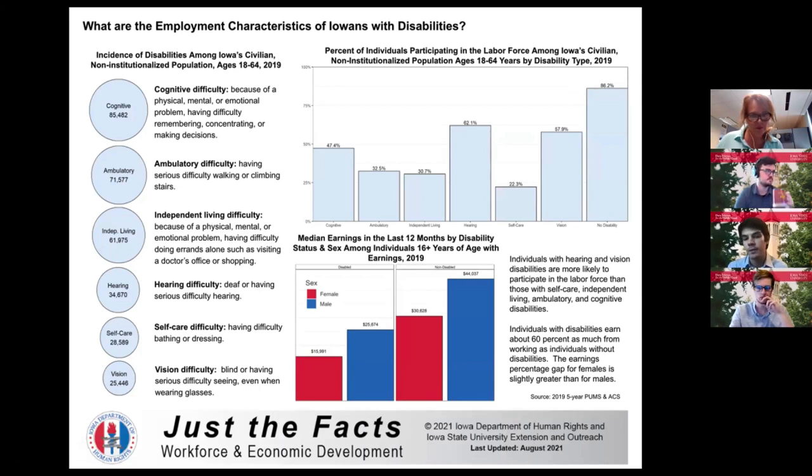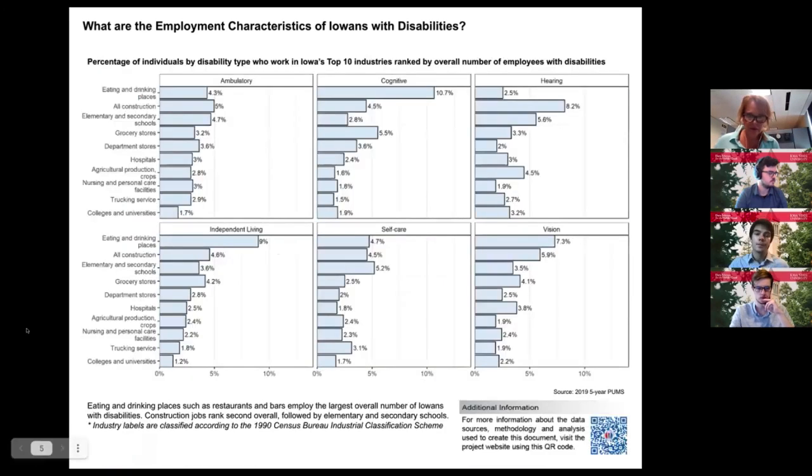And the major finding from this side of the poster is that Iowans with disabilities have generally lower rates of participation in the workforce than Iowans without disabilities. And we can see in the graph on the upper right-hand corner how that varies by the type of disability.